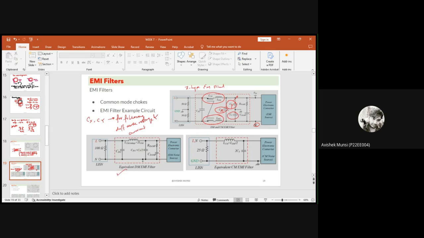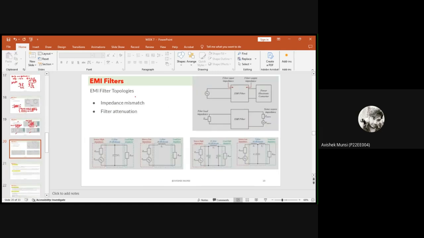So this is equivalent differential mode EMI filter. This is equivalent common mode filter, and this is basically with differential and common mode both EMI filter. This is mostly used. This is differential mode EMI filter. This is a common mode EMI filter. So these are the equivalent circuits for EMI filters. These are the basic EMI filter topologies. One is based on the impedance mismatch technique, another is based on the filter attenuation techniques. Okay. So these are the basic structure of those things.